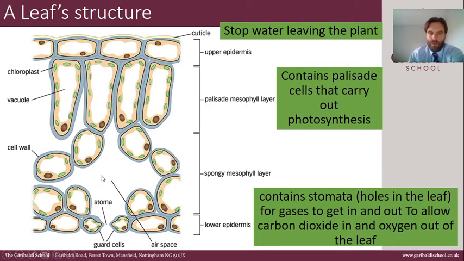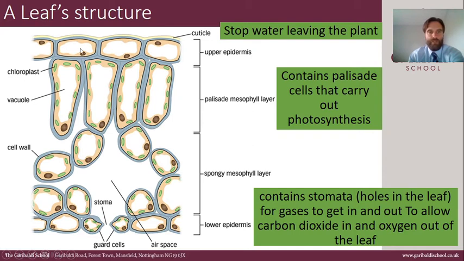Now, nothing would be able to get in, in terms of gases, to the plant if it wasn't for these stomata at the bottom. So you can see these guard cells here. When these guard cells are open, little holes appear in the leaf underneath. And that allows oxygen to come out, and it allows carbon dioxide to come in. And that carbon dioxide travels from the underside of the leaf through this spongy area, through the gaps between these cells here, and up to these palisade cells where the photosynthesis can take place.